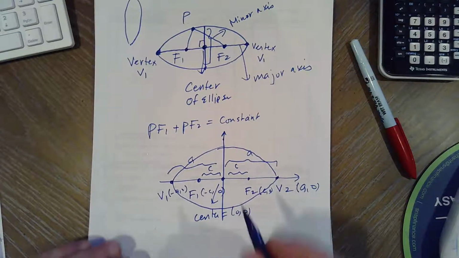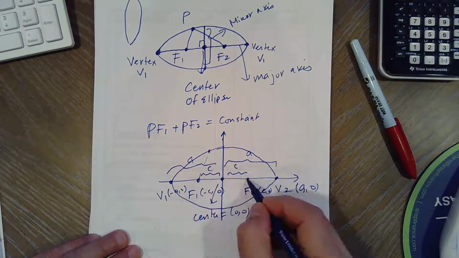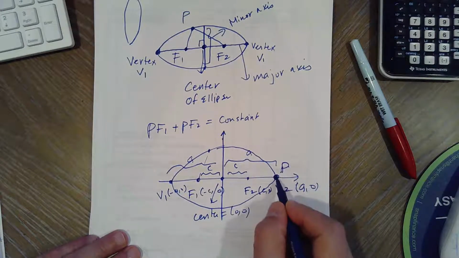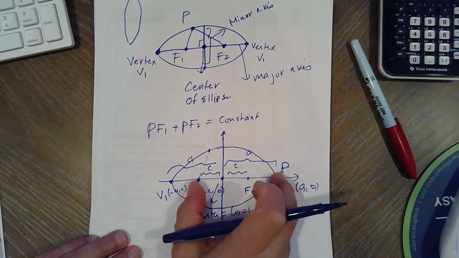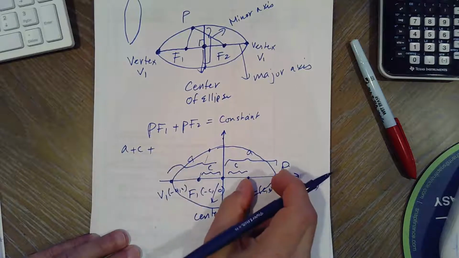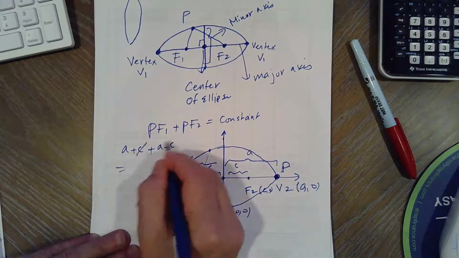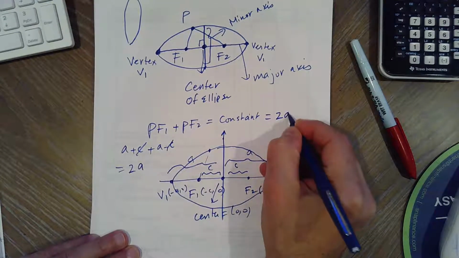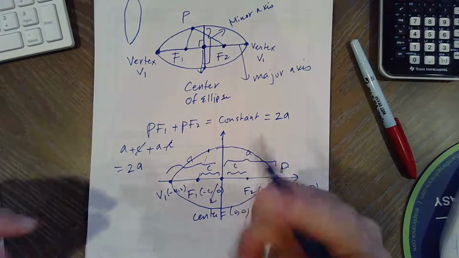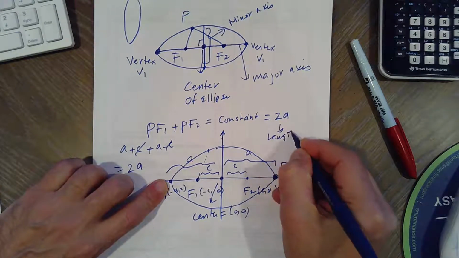So if you pick any point, PF1 plus PF2 is constant. So if that point is right here, so PF1, how much is that distance? It's A plus C, plus PF2, which is A minus C. That's a constant, and that constant is 2A. So the thread that we cut and make an ellipse, its length is going to be the distance between the two vertices, which is the length of the major axis. Always.